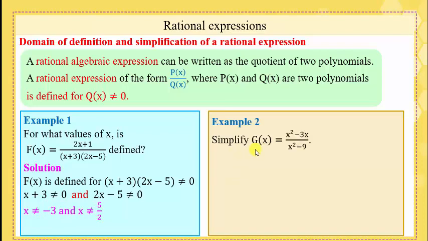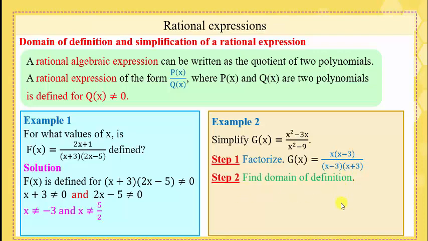Example 2. Simplify g of x equal (x squared minus 3x) over (x squared minus 9). Step 1. Factorize. So we must factorize the numerator and the denominator. By factorizing the numerator, we have x as a common factor. So we take x and then we divide x squared by x to get x, and then minus 3x by x to get minus 3. In the denominator we have x squared minus 9. It is of the form a squared minus b squared. So it gives (x minus 3)(x plus 3), where x is a and 3 is b.